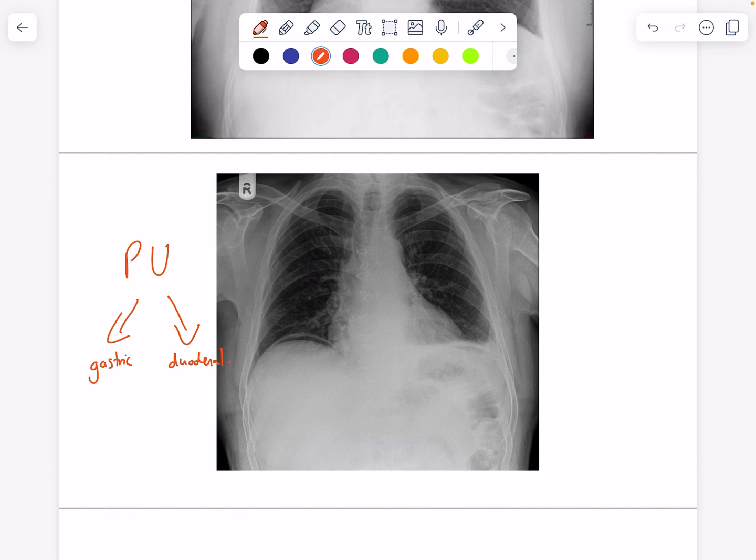If there's a perforated ulcer, you're going to order an erect chest x-ray of the patient standing up, and then if they're standing up, the air will move up like that. This is an emergency and you will need to contact seniors for help.